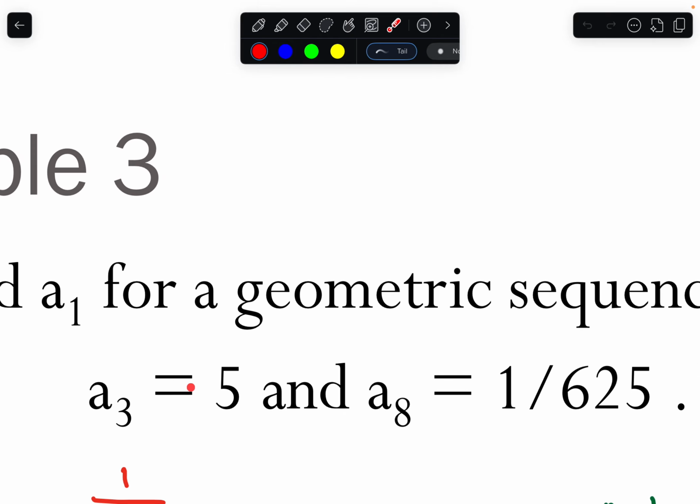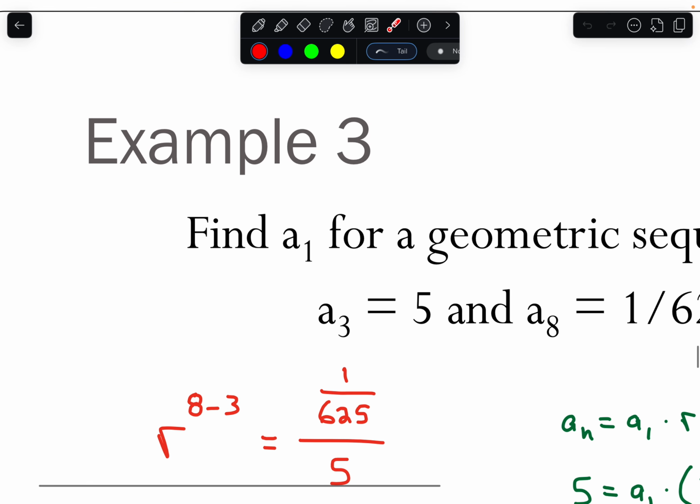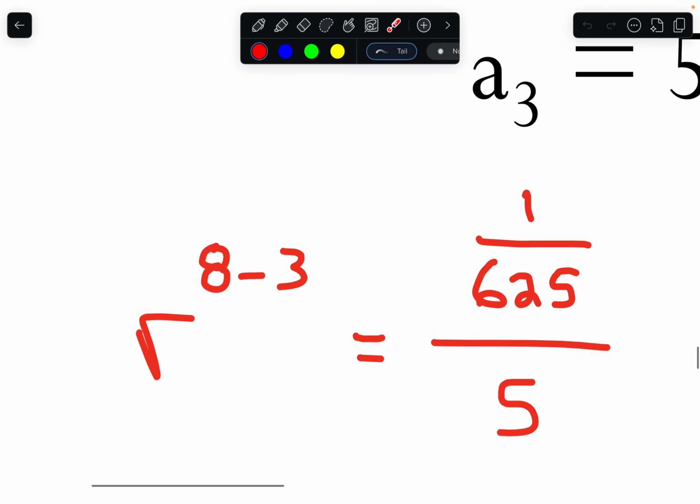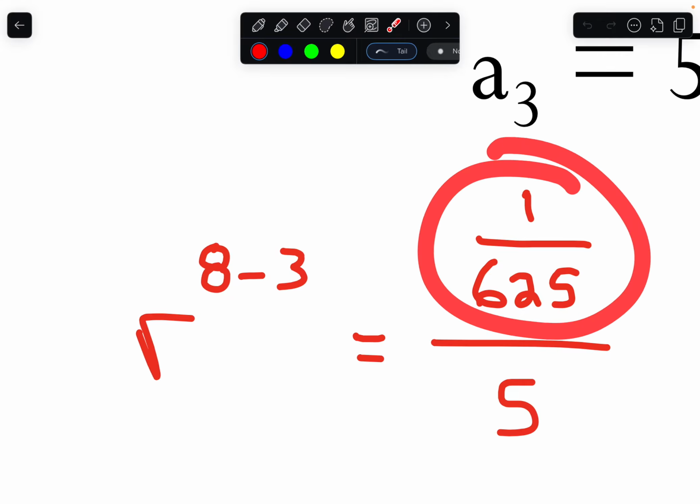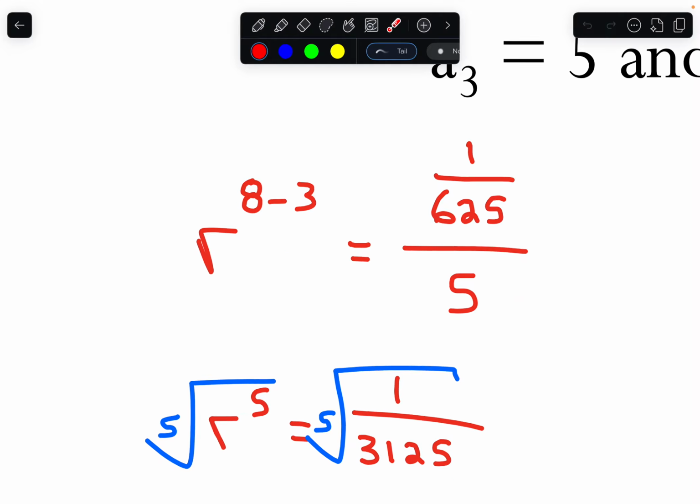And so the idea here is, to go from the third to the 8th term, how many common ratios would I multiply? So 1 to get a sub 4, another one to get a sub 5, another one to get a sub 6, another one to get a sub 7, another one to get a sub 8. So that is a total of 5 r's to go from the third term to the eighth term. And so I can say r to the 8 minus 3, the fifth power, is going to equal a sub 8 over a sub 3.